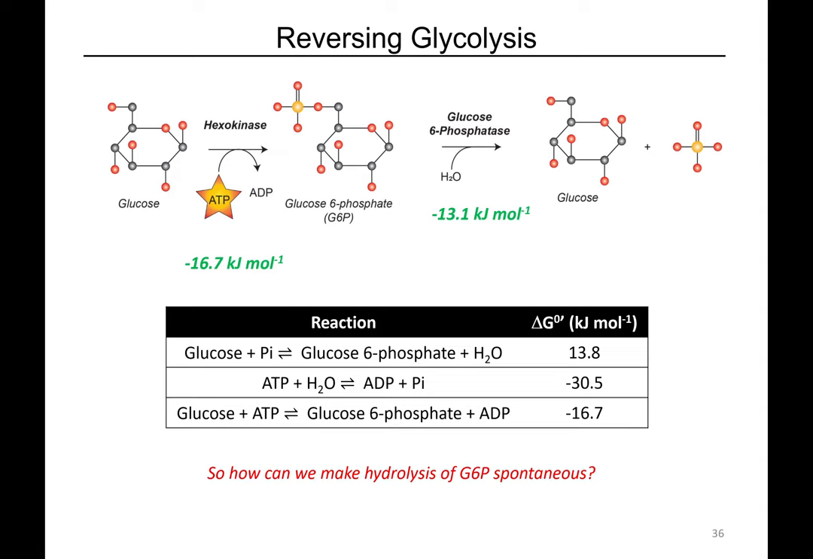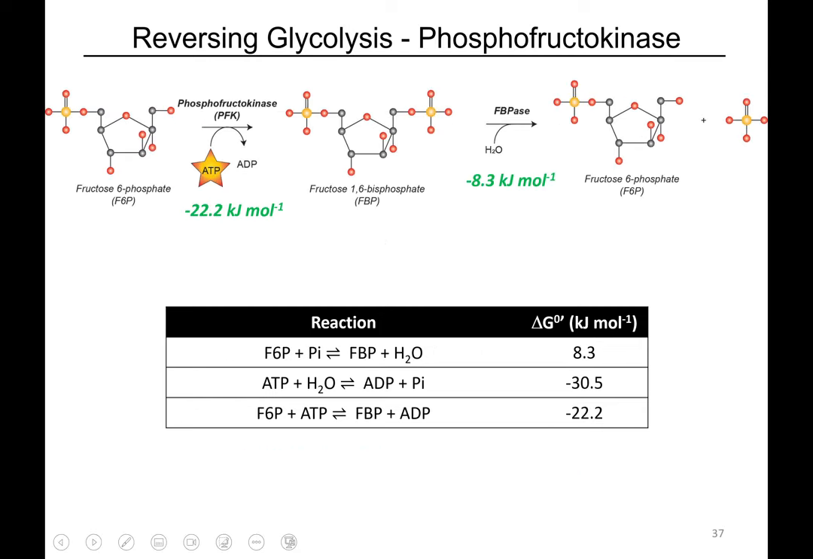And that exact same idea applies to step 3, right? The phosphofructokinase reaction couples phosphorylation of fructose 6-phosphate to fructose 1,6-bisphosphate. We know that overall reversing that would be non-spontaneous, but the same thing goes here. If we decouple ATP, forget about ATP, and simply hydrolyze that phosphate, that is spontaneous.